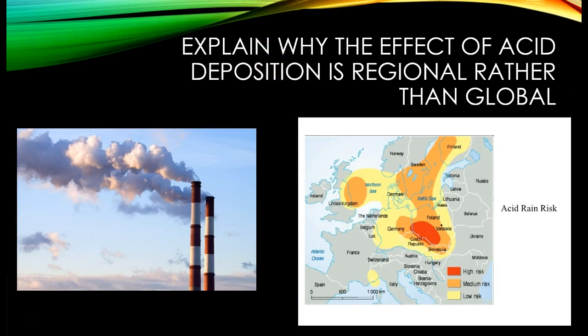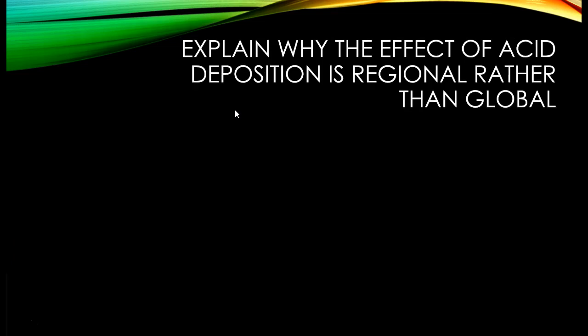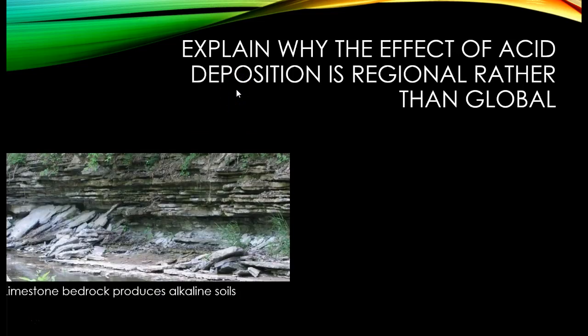So you can see a similar kind of pattern in Europe. Pollution in the UK, in Germany and Poland spreads across to Sweden and Finland. And it travels over the coniferous forests in Scandinavia. So other factors that affect the impact of acid rain are the geology and vegetation in an area. We'll go back to talking about those coniferous forests in a moment.